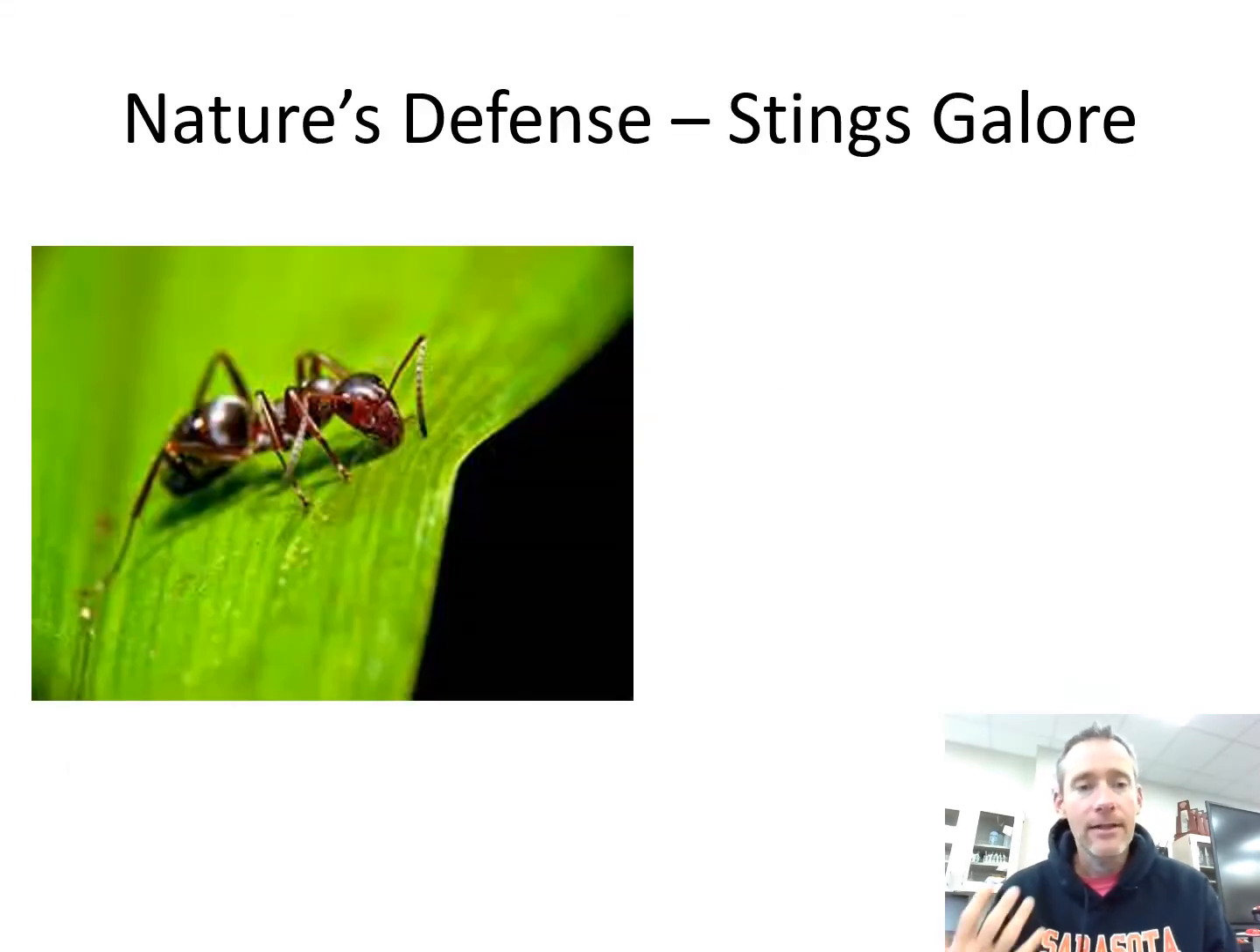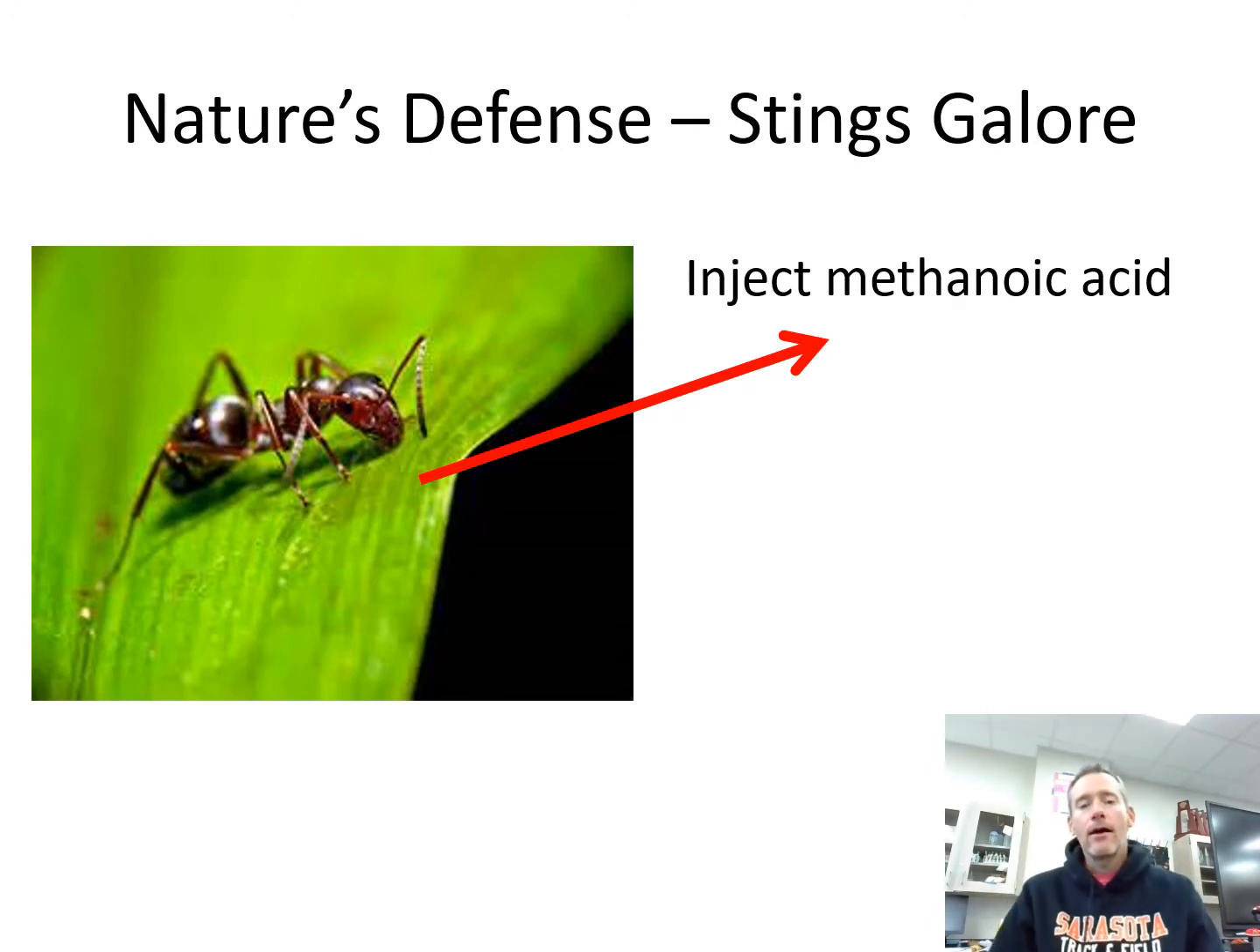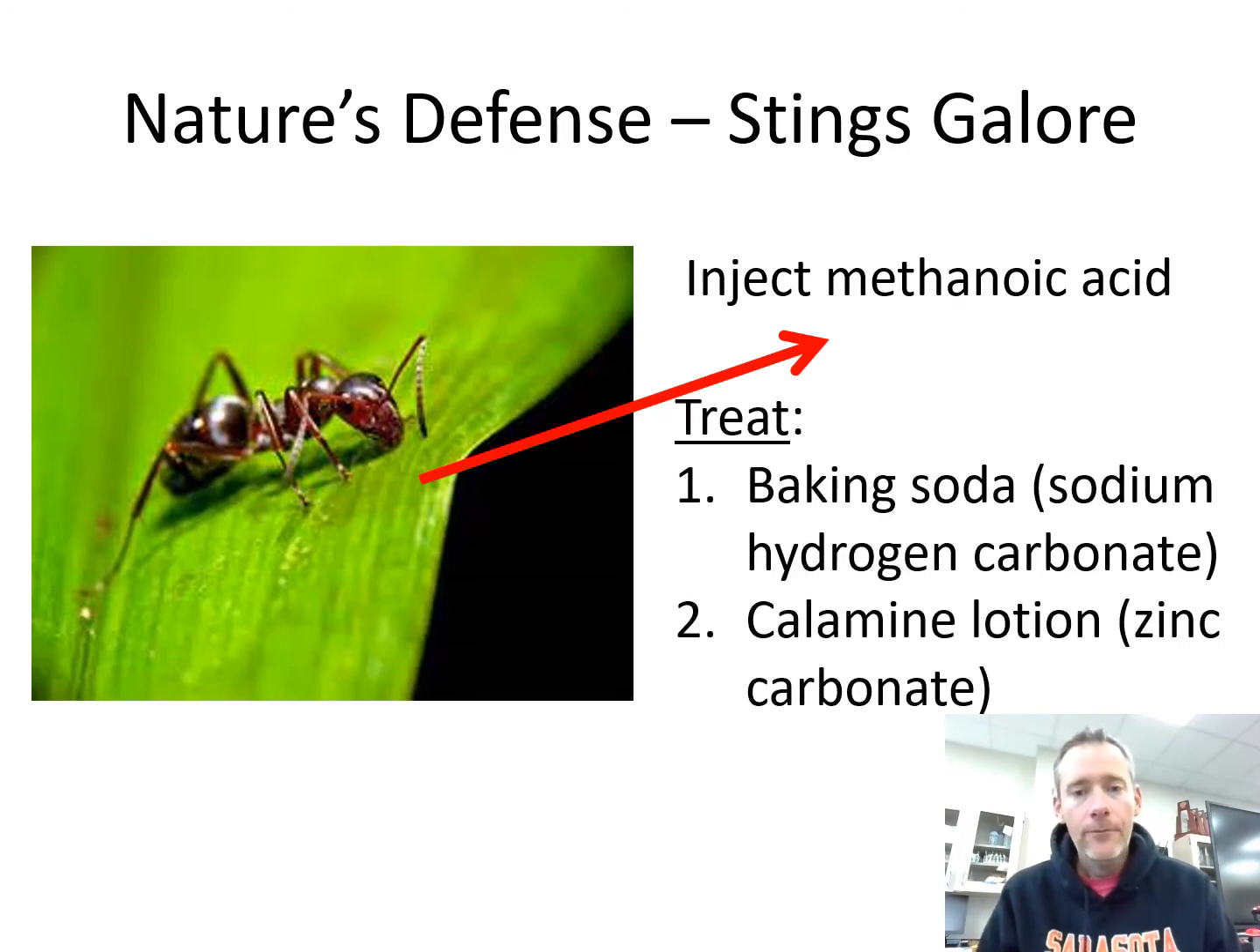All right, ant bites, they sting, especially if you have lots of them. That's because they produce methanoic acid. They inject methanoic acid into your skin, and that causes it to itch and rise up or give you a little blister. We treat that with, again, a base. So if you use a little paste of baking soda, or sodium bicarbonate, sodium hydrogen carbonate, it helps reduce the acidity. And calamine lotion, which contains zinc carbonate, does the same thing as well.